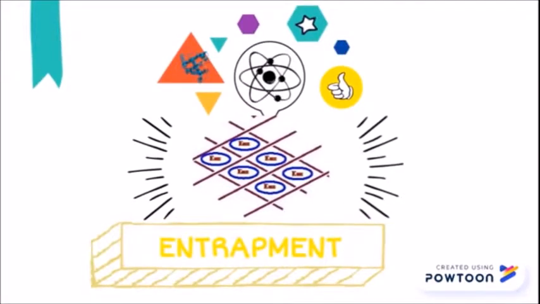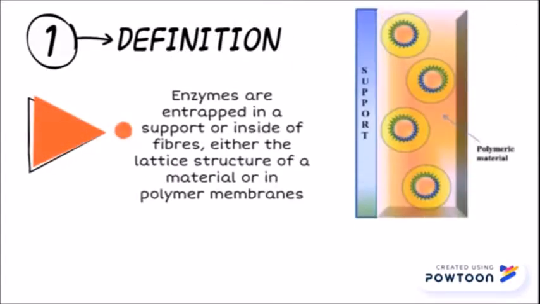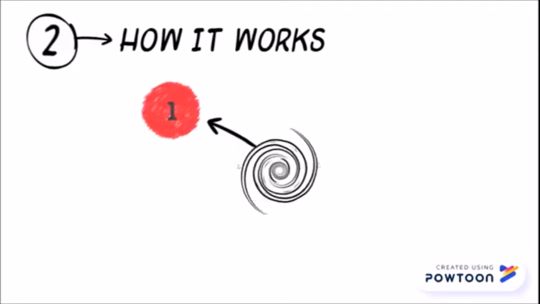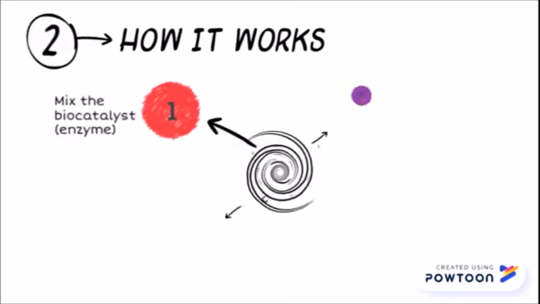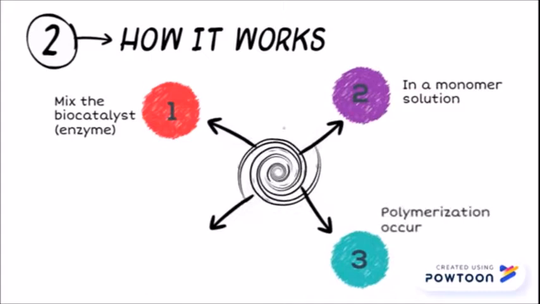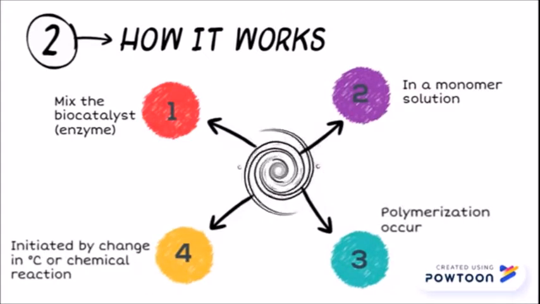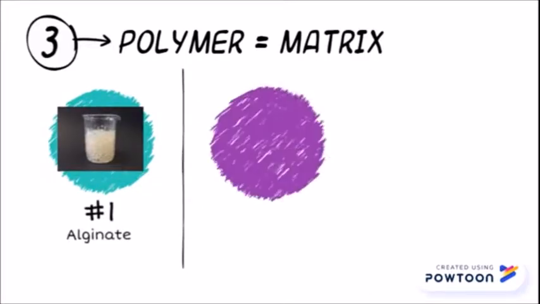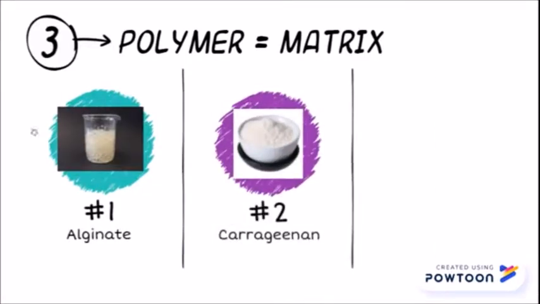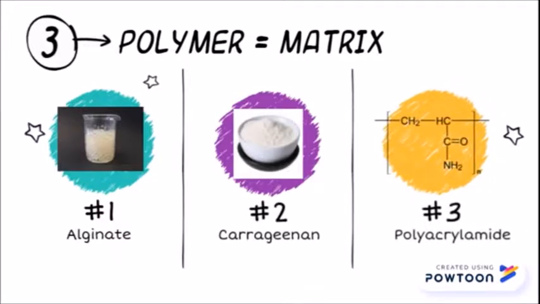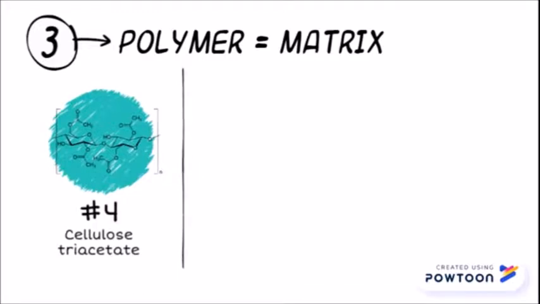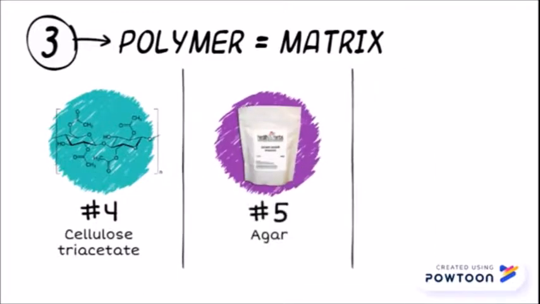The second method is entrapment. The definition is: enzymes are entrapped in a support or inside of fibers, either in the lattice structure of a material or in polymer membranes. How it works: first mix the biocatalyst such as enzyme in a monomer solution, then polymerization will occur, initiated by change of temperature or chemical reaction. Examples of polymer or matrix: first alginate, second carrageenan, third polyacrylamide, fourth cellulose triacetate, fifth agar, sixth gelatin.